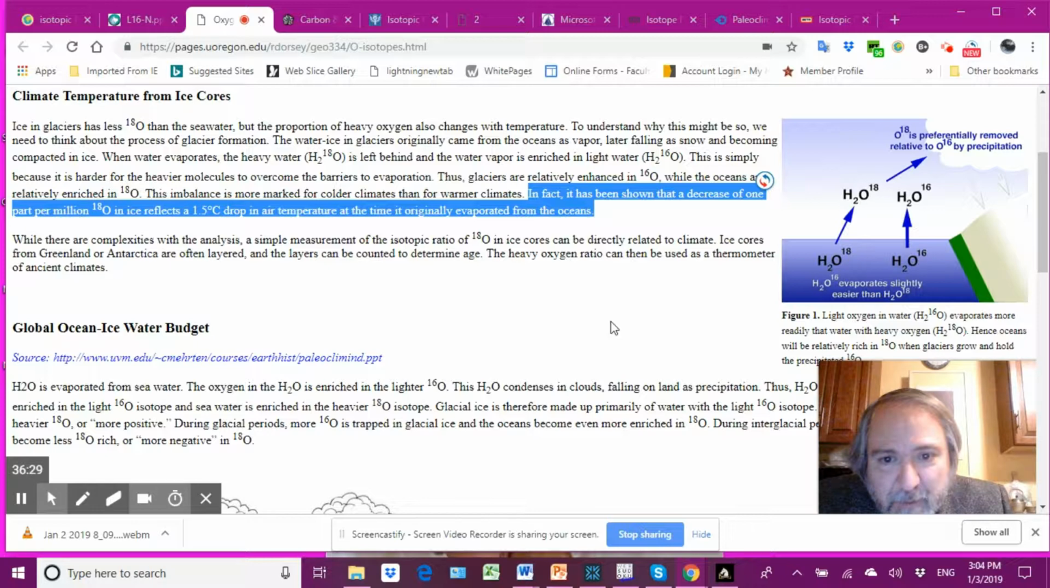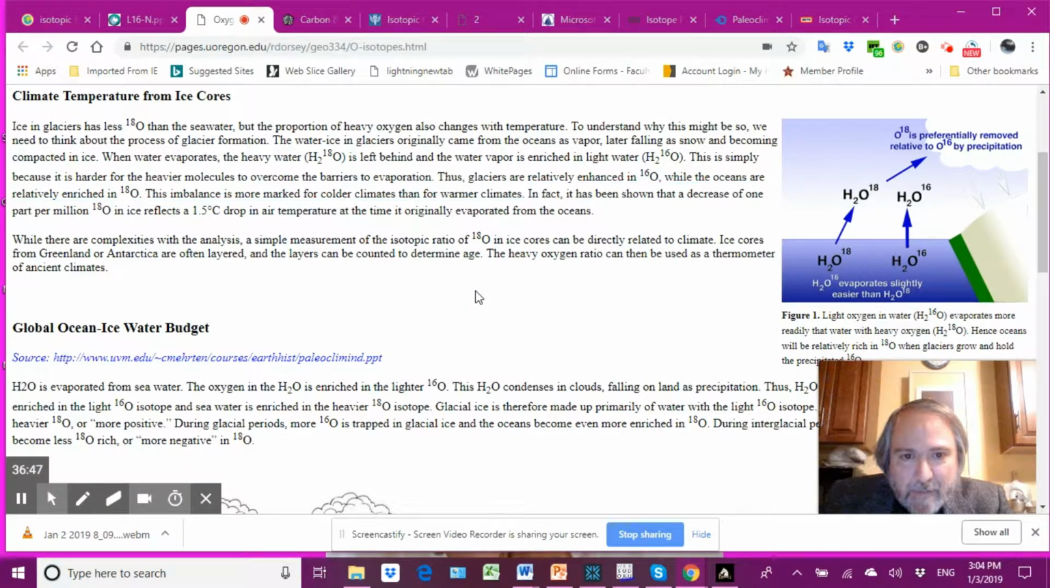Simple measurement of the isotopic ratio of 18O in ice cores can be directly related to climate. Ice cores from Greenland or Antarctica are often layered, and the layers can be counted to determine age, like I showed you in those photos. The heavy oxygen ratio can then be used as a thermometer of ancient climates.